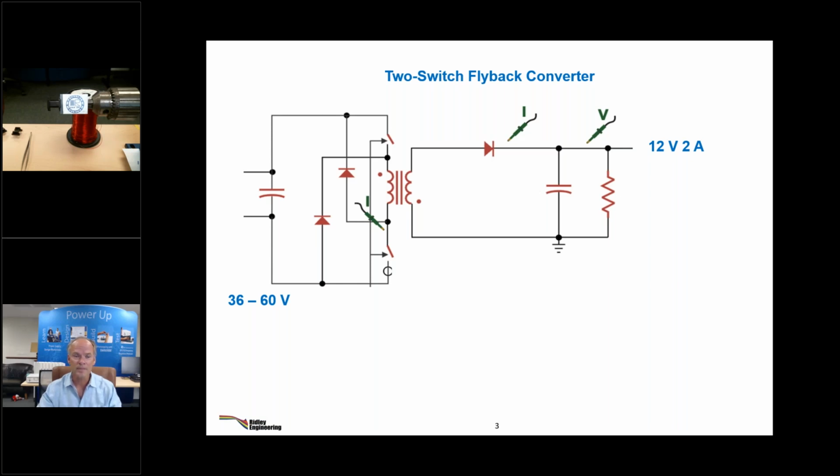2-switch flyback converter, 36 to 60 volts input, and 12 volt 2 amp output. Some of you who've been to our design workshops might recognize these specs that we designed to. Now let's not do this as a PowerPoint. Let's go in and do this in our design software right away.